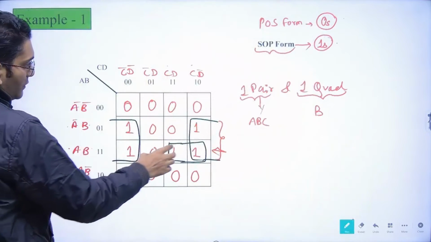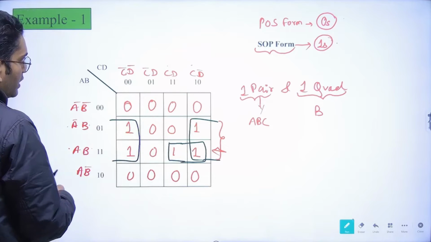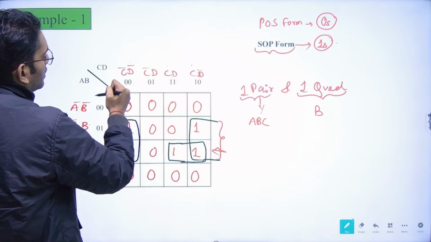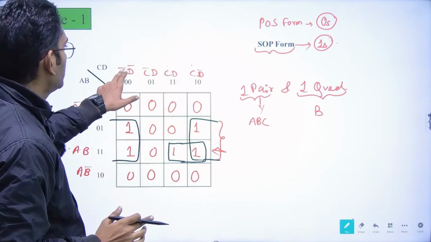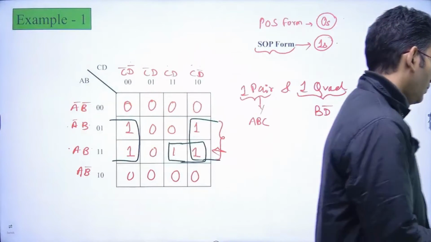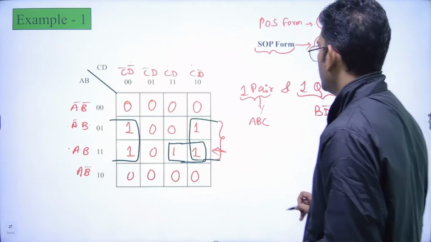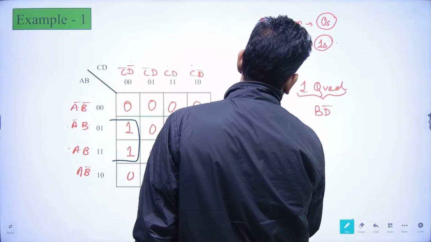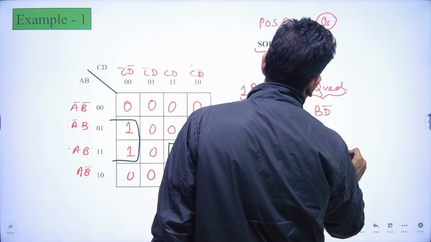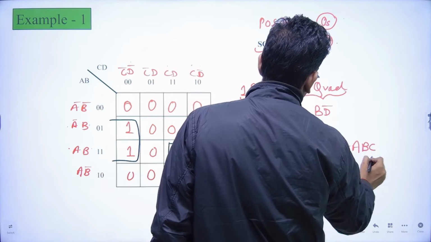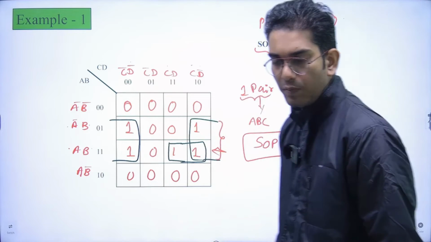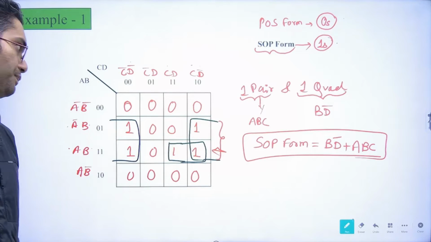And now we would take this column and this column into consideration. So what is not changing? D bar is not changing, D bar is the same, and C bar and C is changing. So D bar is the same, so we would write D bar, fine. So what would be the final expression? What would be the final expression of this particular K map? The SOP form of this particular K map would be B D bar plus A B. Fine. The SOP form of this particular equation would be this.